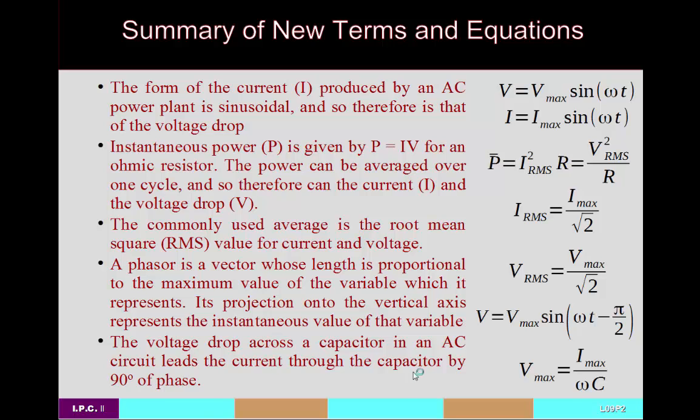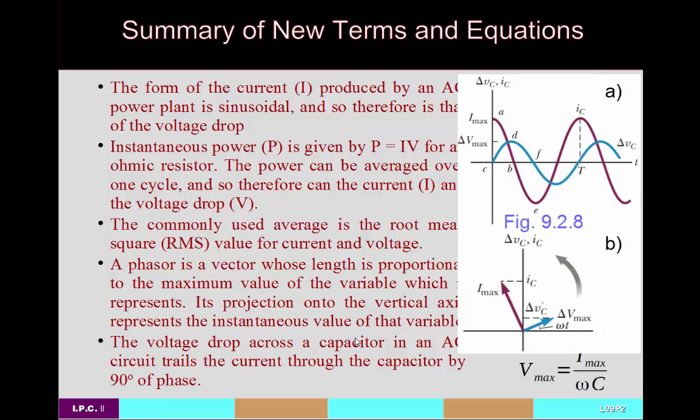The voltage drop across a capacitor in an AC circuit tends to trail the current through that capacitor by 90 degrees. And that can be easily shown by looking at the phasor for the capacitor in an AC circuit, which was figure 9.2.8 in this lecture. Here's the voltage, here is the current. It rotates counterclockwise, so the voltage is trailing the current by 90 degrees, and here of course is the voltage and here is the current.